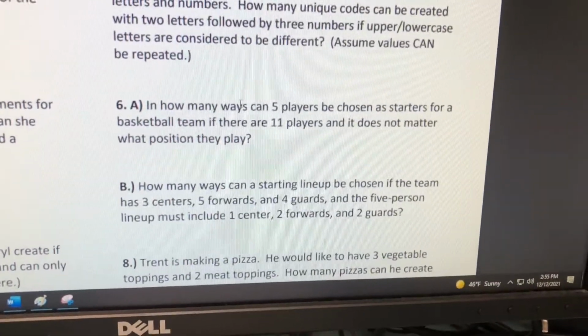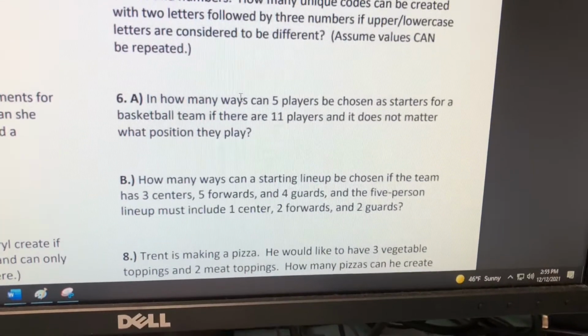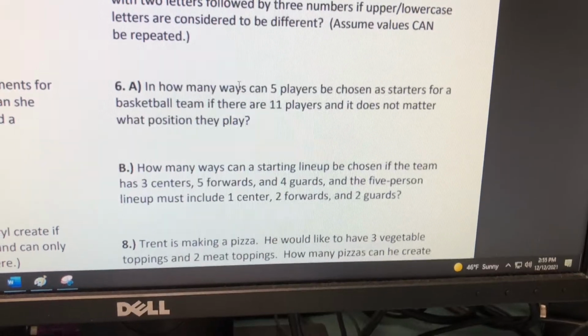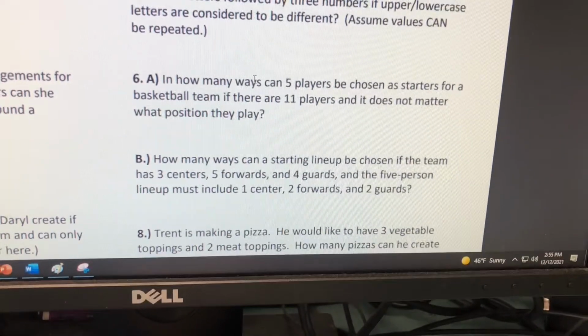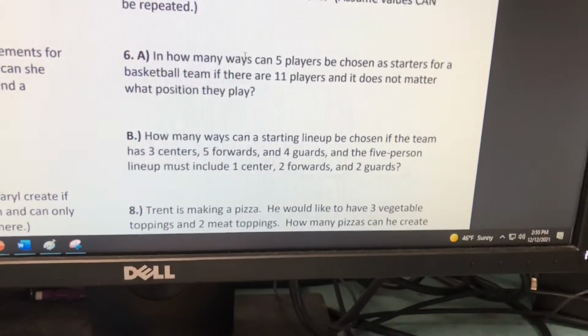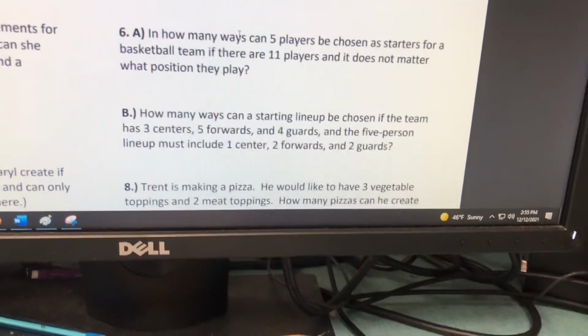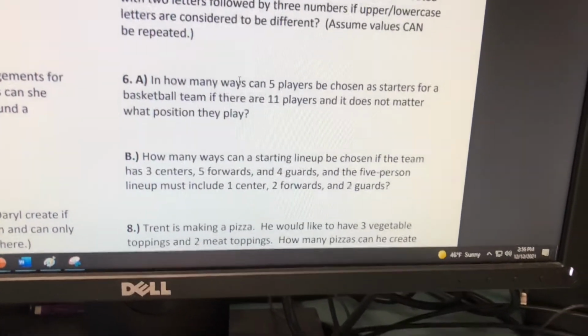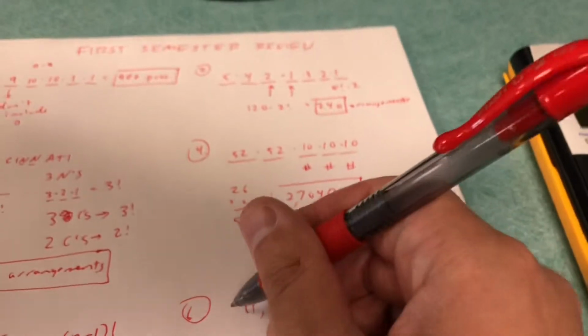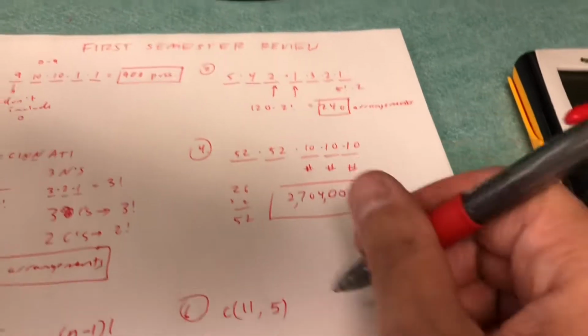All right, number 6 says, in how many ways can 5 players be chosen as starters for a basketball team if there are 11 players and it doesn't matter what position they play? So basically we have 11 players and we're just picking 5 of them and we don't care about the order. And if we don't care about the order, that's the combination of 11 choose 5.